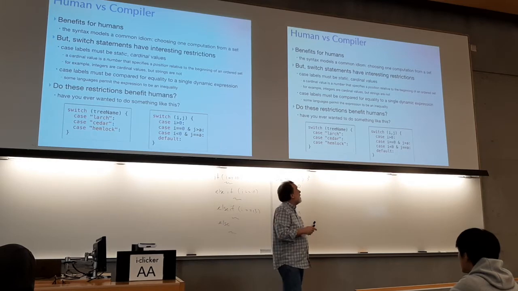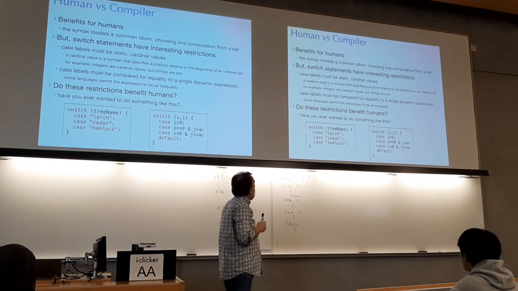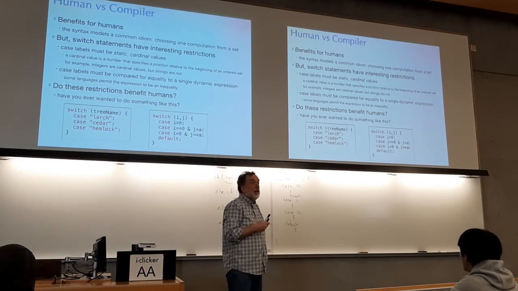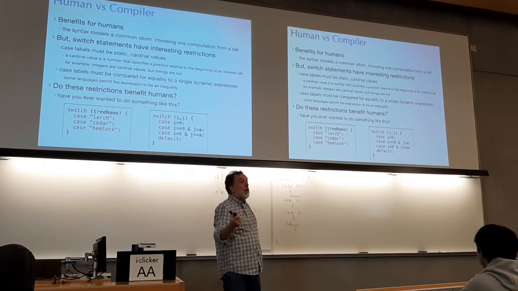Why isn't it the case that in C and C++ you can have switch statements like the two on the bottom? You can't switch on a string, or you can't switch on, say, two variables, or you can't switch on inequality.